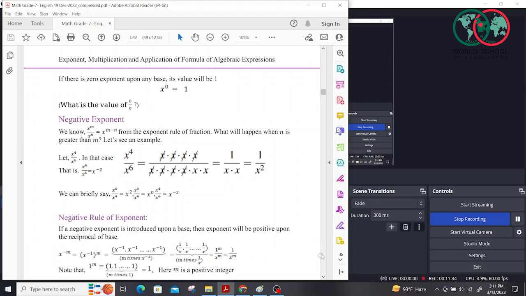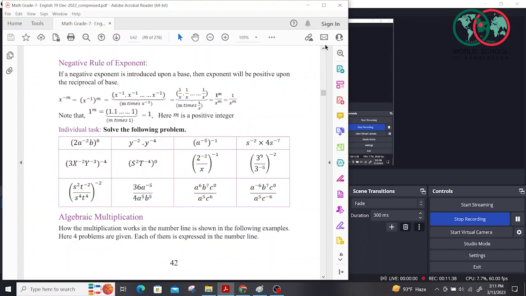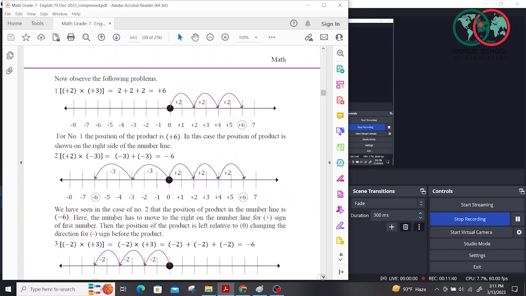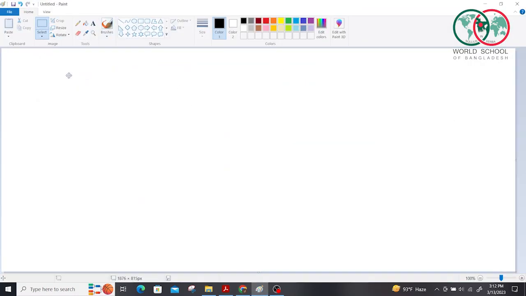Our next topic is algebraic multiplication. Here the algebraic multiplication is done using a number line. So how do we multiply using a number line? Let's see. First of all, what is a number line?